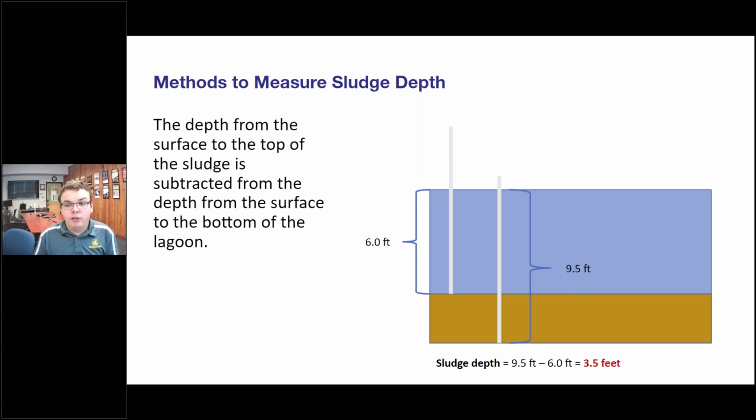So how are we measuring sludge depth? Sludge depth is typically measured by, you know, your design depth of your lagoon system, and you can go out taking some sort of measuring device and measure your water depths that you're actually getting from the lagoon system and subtracting the two. So if we know that our lagoon system is supposed to be 9.5 feet deep, and we're measuring the lagoon at 6 feet deep, we know that our sludge layer is about 3.5 feet in total.